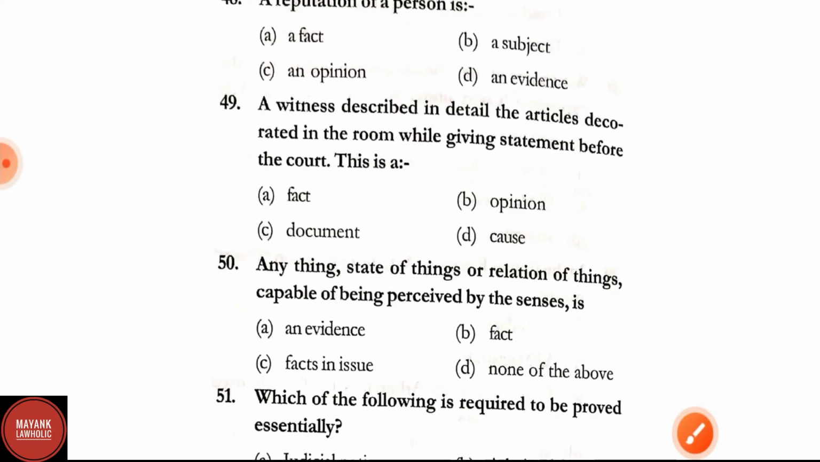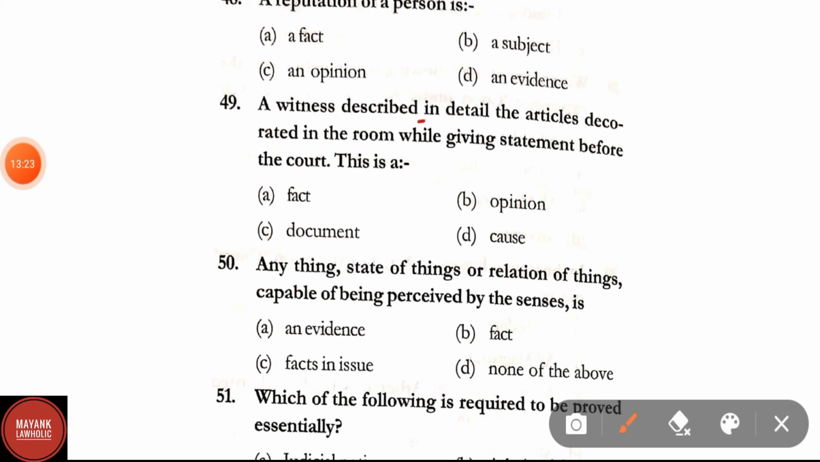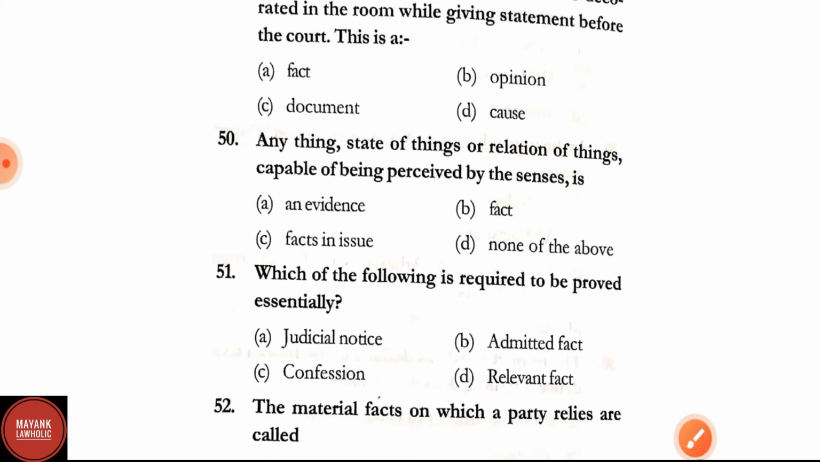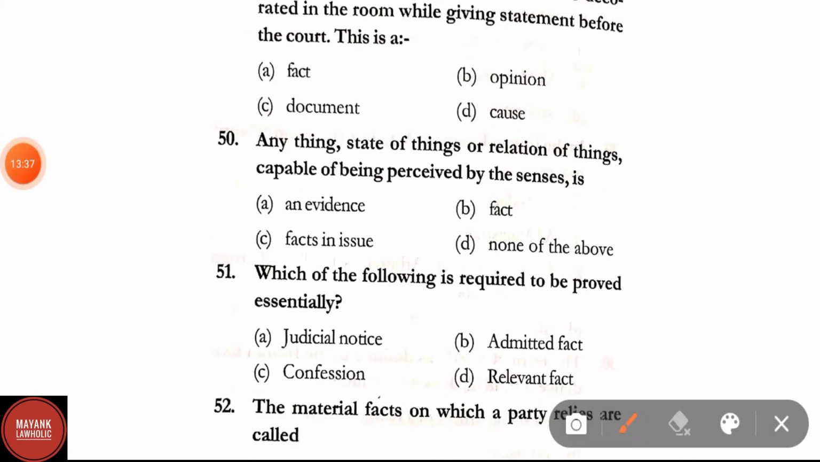Question number 49. A witness described in detail the articles decorated in the room while giving statement before the court. This is option A, fact, option B, opinion, option C, document, and option D, cause. Here correct answer is option A, fact. Question number 50. Anything, a state of things or relation of things capable of being perceived by the senses is option B, fact. Correct answer is option B.